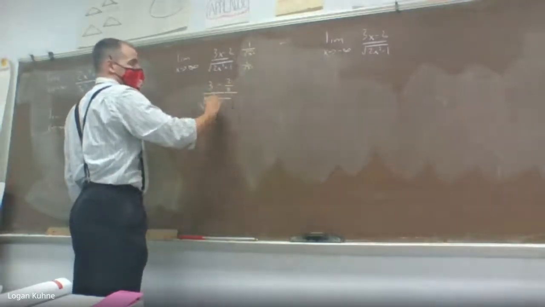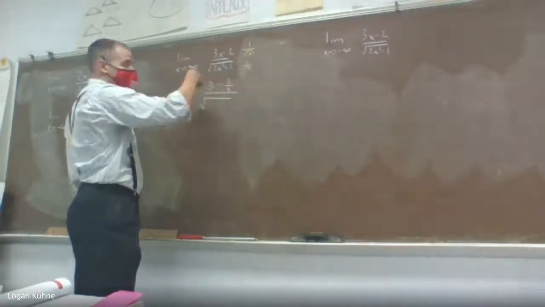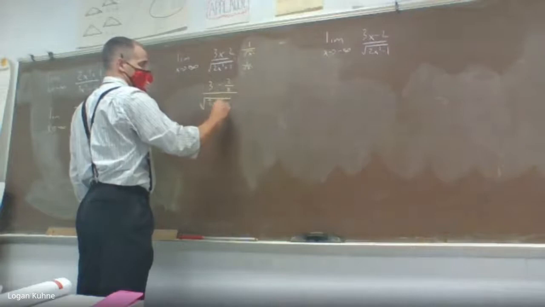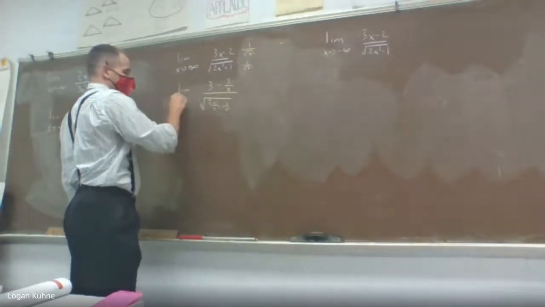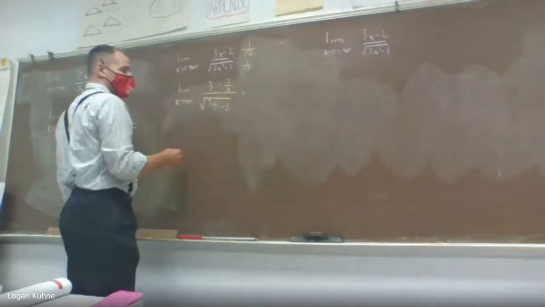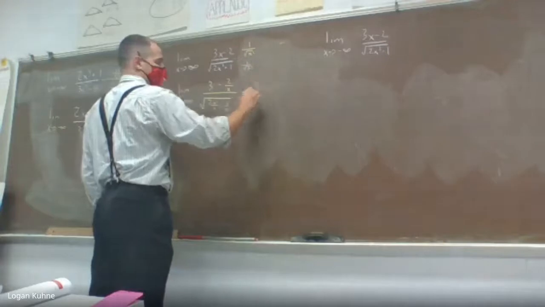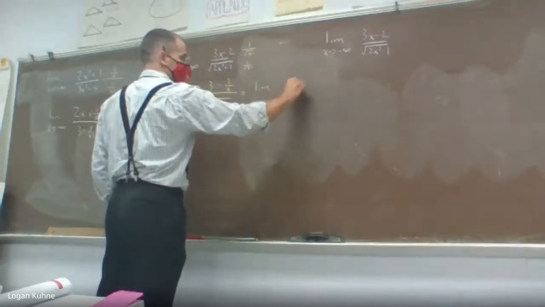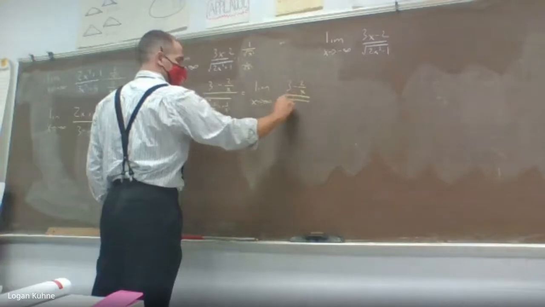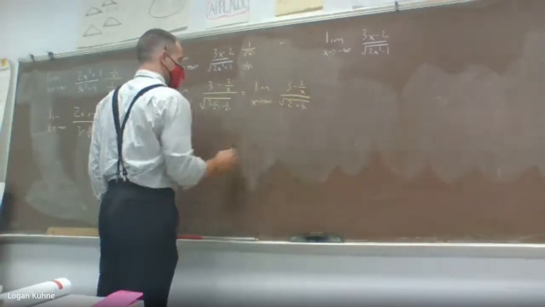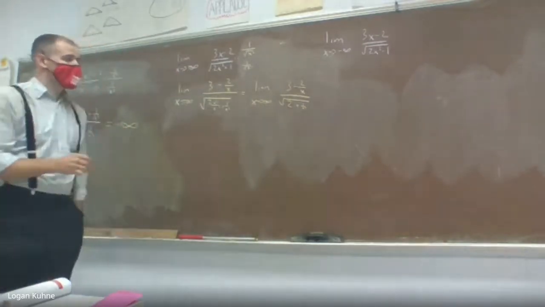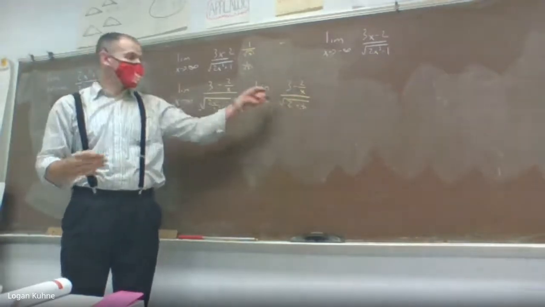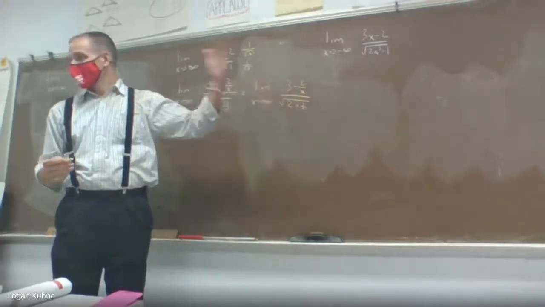On the bottom, because these are both under square roots now, I'm going to distribute it: 2x squared over x squared plus 1 over x squared. Take my limit with me, of course. That gets me the limit as x approaches infinity of 3 minus 2 over x, over the square root of 2 plus 1 over x squared. If I plug in huge numbers, what happens to this? 0. What happens to this? Basically 0, so it ends up being 3 over square root of 2. Follow me?